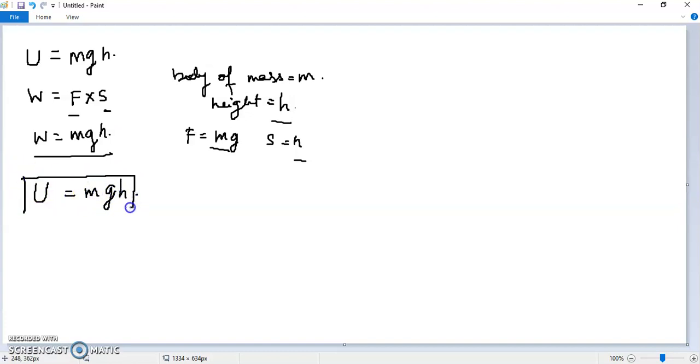Is it clear, all of you? m is the mass, g is the acceleration due to gravity, and h is the height. Okay.